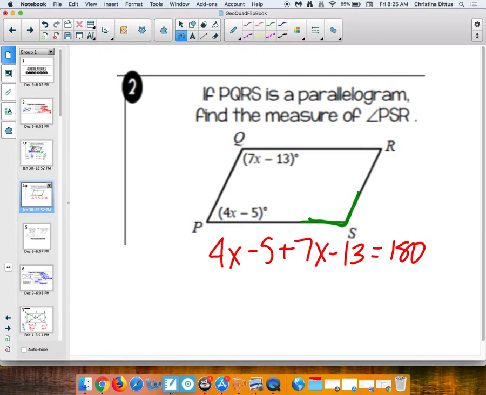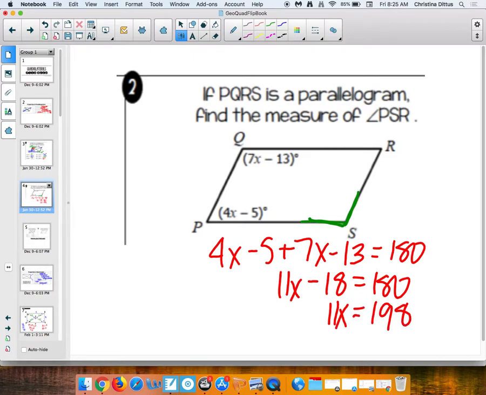7 plus 8, 5 plus 11. 11x minus 18, right? Yes. So 11x equals 198. Mental math up to then. 18?